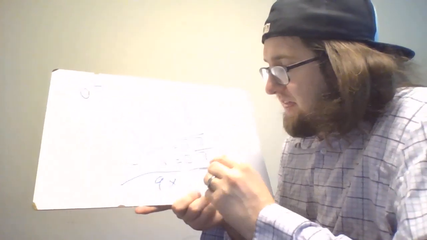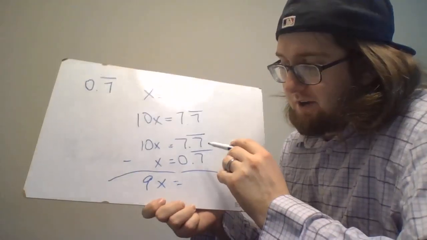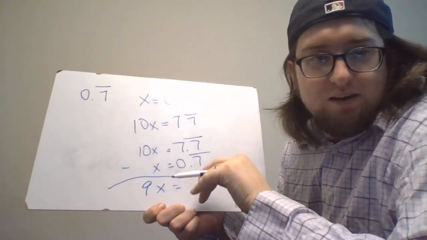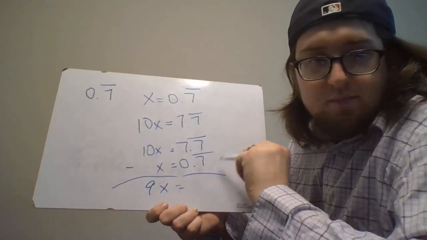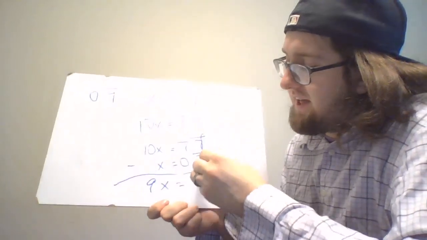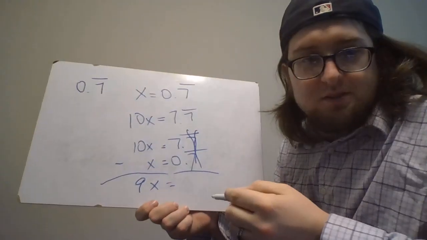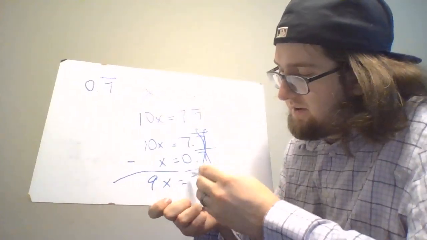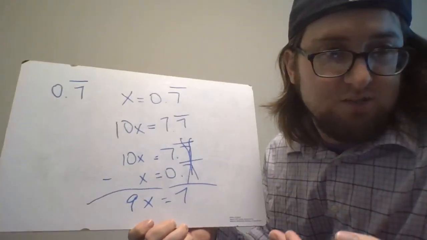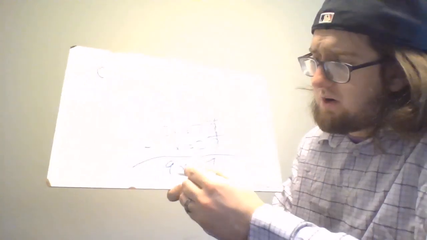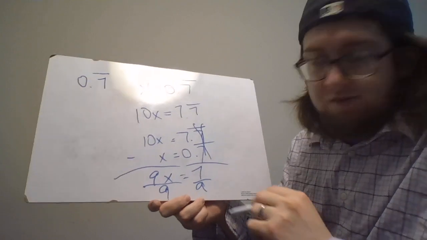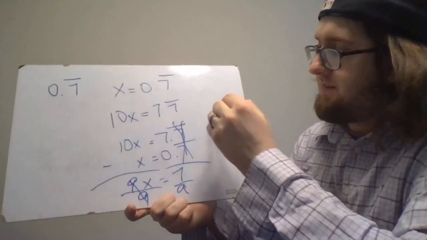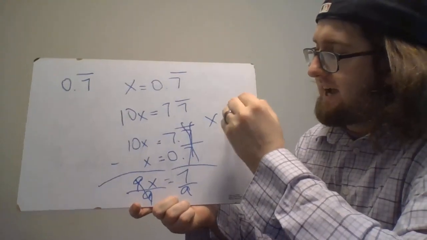Okay? And then on this side is where you see some magic happen. 7 minus 0, yeah, whatever. We'll worry about that in a second. But the 7 repeatings are being subtracted from each other. They cancel. So all you're left with is 7 minus 0, which is just 7. You've got rid of the repetition. Okay? So divide both sides by 9. And lo and behold, what do we have? We have just found a fraction.